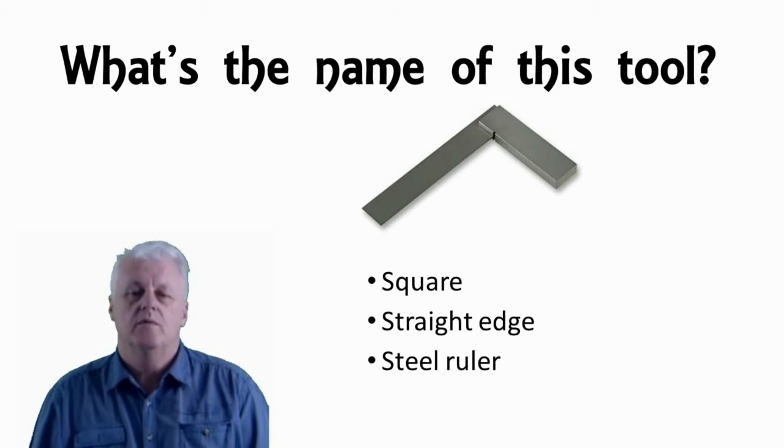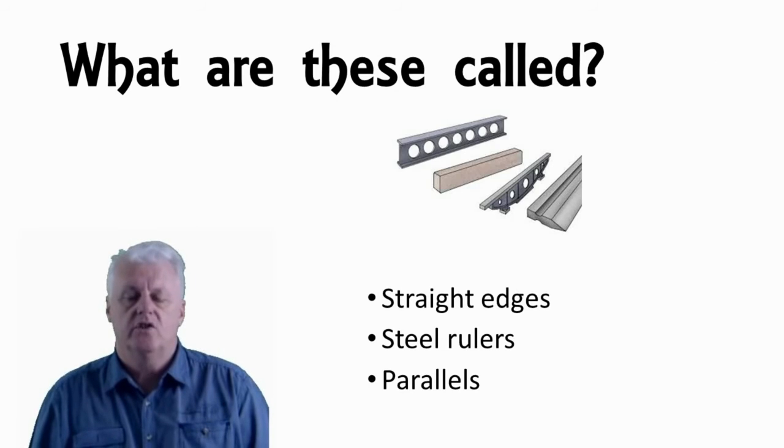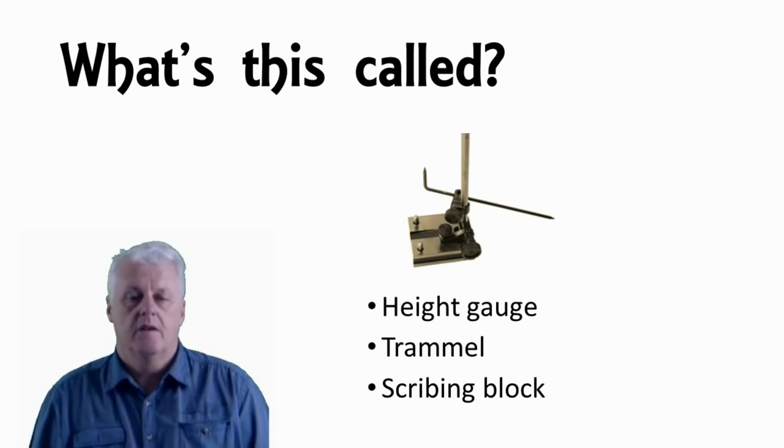What's the name of this tool? Square, straight edge, steel ruler. The answer is square. What are these called? Straight edges, steel rulers, parallels. These are straight edges. What's this called? A height gauge, trammel, scribing block. The answer is scribing block.